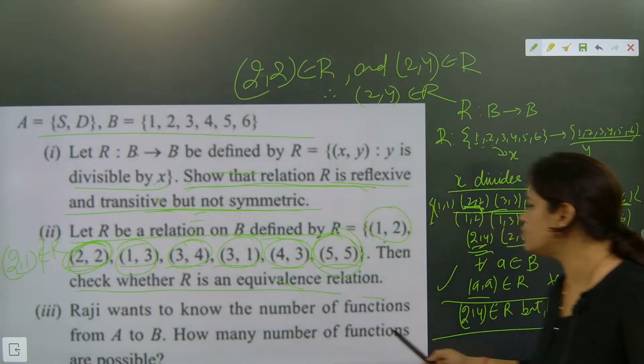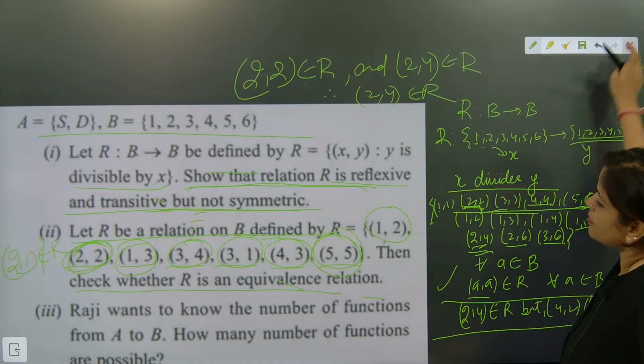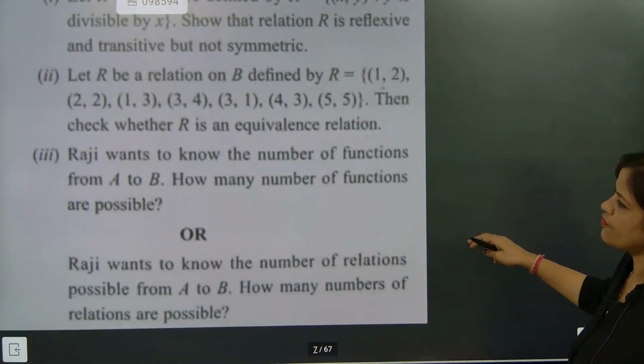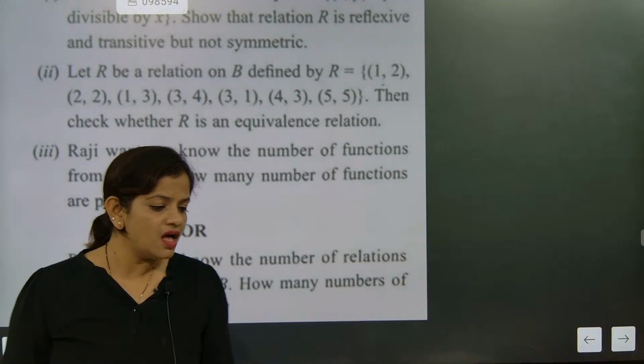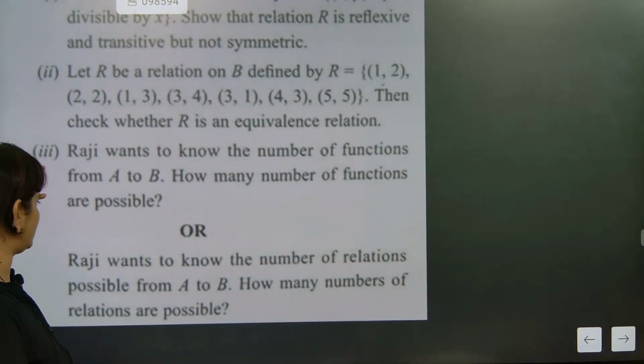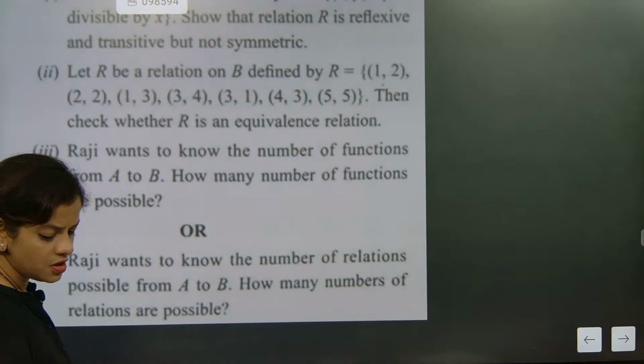Raji wants to know the number of functions from A to B. See, look here. This is a very simple question. How many functions? Question number 3. At least go for question number 3, dear. Try this and this, because at least this much you check.